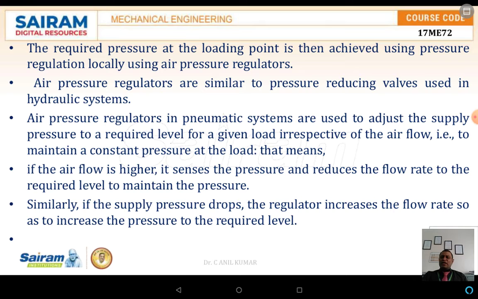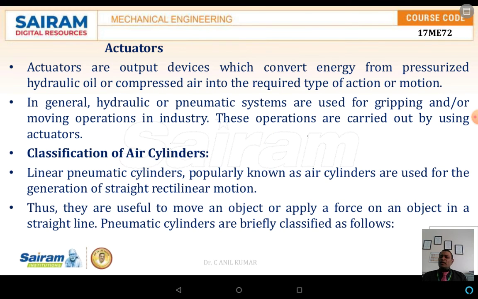For that reason, the air regulator is another basic component which is essential in the line. The next part we are discussing is the actuators. We discussed actuators the same way in the hydraulic circuits also.